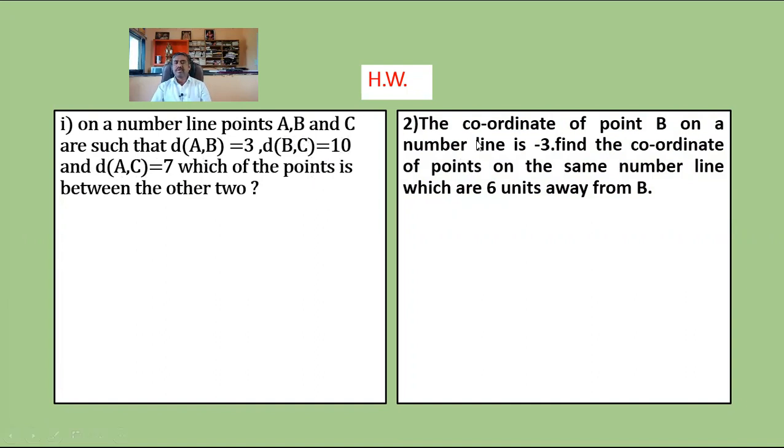Second problem for homework. The coordinate of point B on a number line is minus 3. Find the coordinate of the point on the same number line which is 6 units away from B.